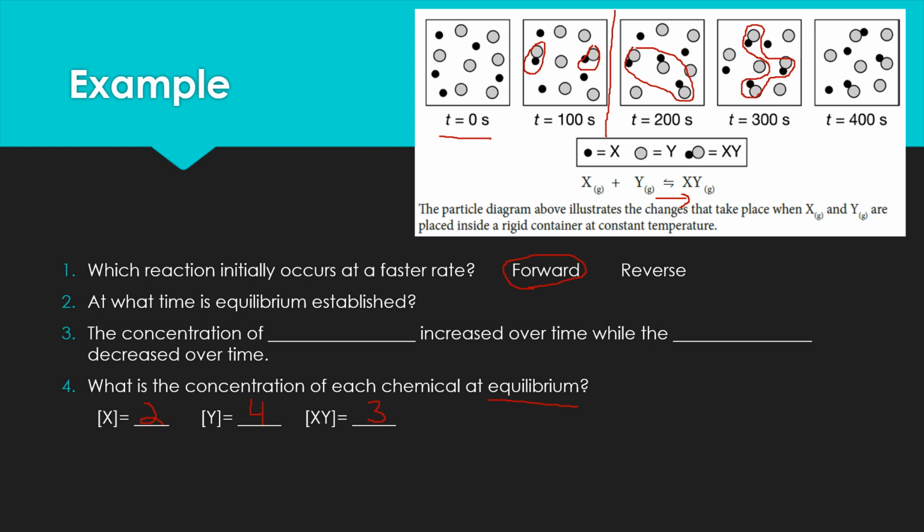So that gives us an idea of what reversible reactions are, how we establish equilibrium, and how we can analyze some graphs and pictures to get an initial idea of equilibrium.